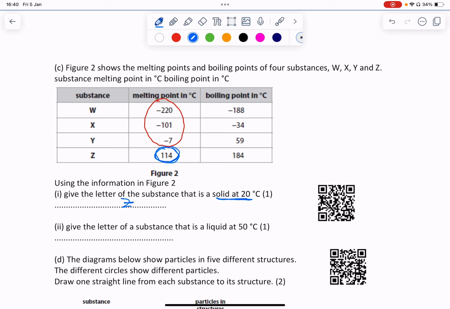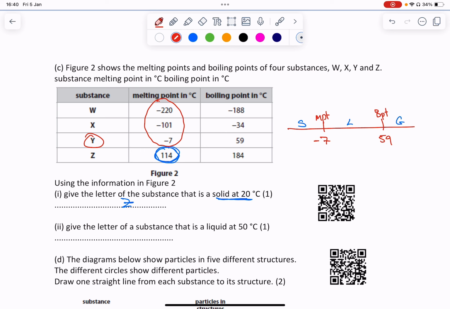And give a letter which is a liquid at 50 degrees. So again, I'll show you what a number line looks like to help with this. On a number line, you have the melting point and you have the boiling point. If I pick Y here to show you what it would look like, it melts at -7 and it boils at 59. So before it melts, this is going to be a solid. Once it's melted, it's a liquid, and after it's boiled, it is a gas.